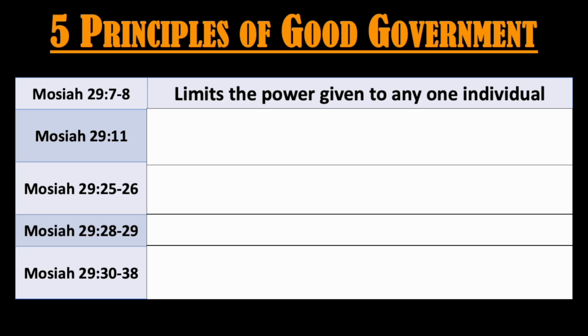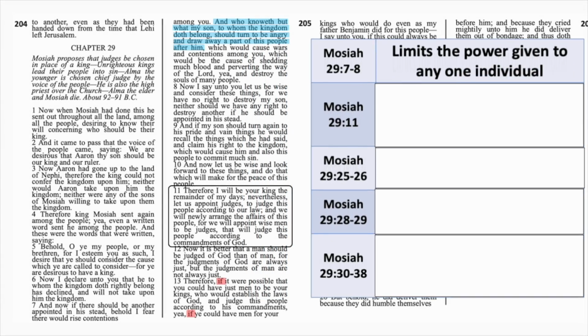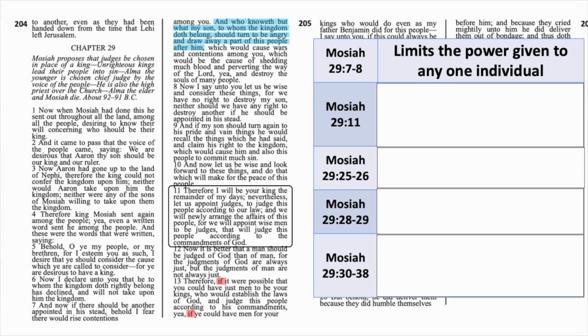Principle number 2. It would make sense that good governments would have good judges and good laws. So we should elect or seek to elect good judges or leaders that will judge according to the law. What makes a good law?